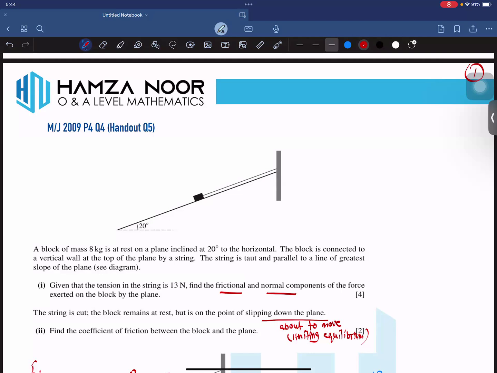Today I'm going to discuss some past paper questions for Cambridge Mechanics A-Level Maths 9709, and the topic is specifically forces and equilibrium, particularly dealing with the subtopic contact forces. Here we have some past paper questions from the handout of contact forces. First of all, we have handout question number 5, which is May-June 2009, paper 4, question number 4.